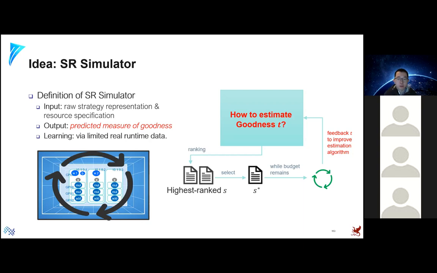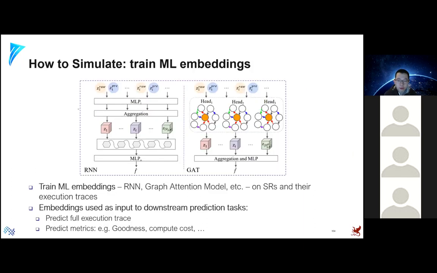And our hope is that this model can capture the intricacy between model, resource, and strategies. And also this model can generalize well across different cluster or model types. Okay, so following this intuition, we can build an ML-based simulator and let it predict the throughput, or say the goodness, of a strategy when deployed on resource R and model D.